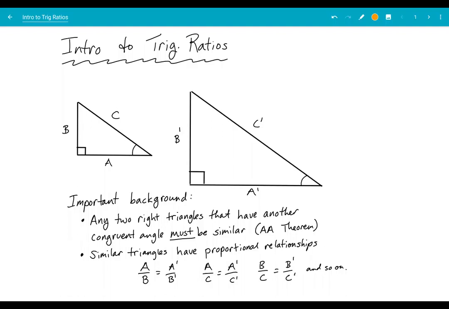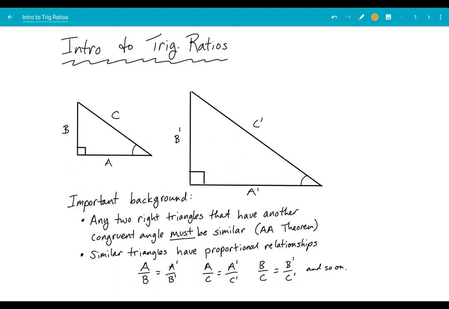You may have heard the term trigonometry, and today we're going to do a little intro to trig ratios. Now, a ratio is comparing two things, and in trig ratios, we're going to be comparing sides of a triangle.